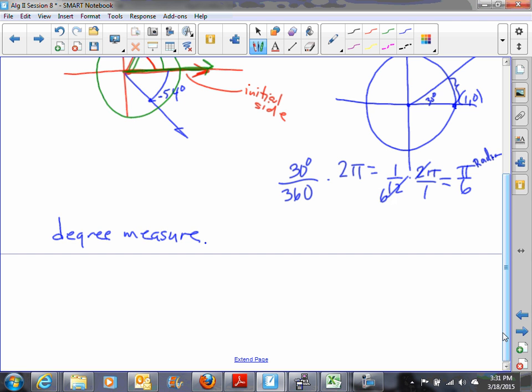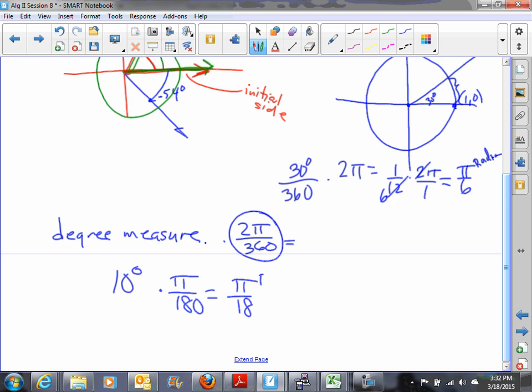If you have a degree measure and you want to change it to radian measure, you multiply by 2 pi over 360. Because the 360s will cancel with the degree measure, and then the 2 pi will turn it into radians. So imagine we had a 10 degree angle and we wanted to know what it was in radians. Well, 10 degrees times, and by the way, 2 pi over 360 reduces to pi over 180, so we just usually use pi over 180. It turns out to be pi over 18. So pi over 18 radians is the same as an angle of 10 degrees.